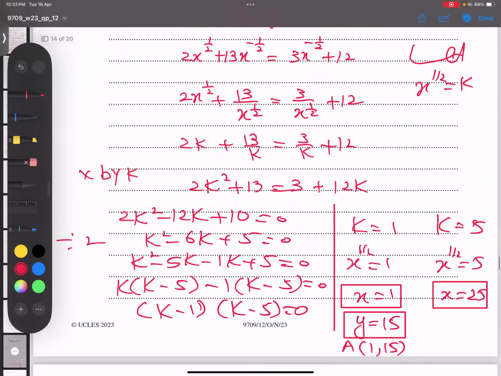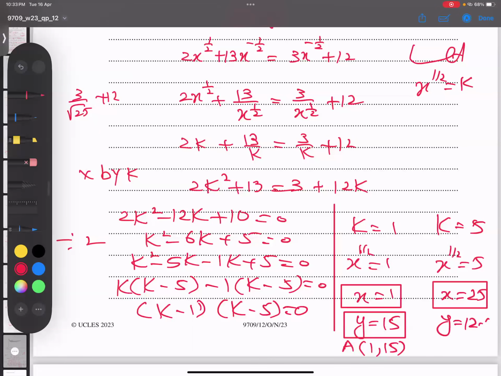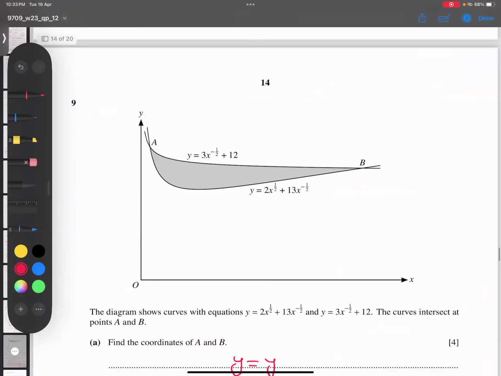And when I plug this 25 in, you can plug it in there as well. So 3 times root 25 plus 12. How come? I repeat again, because 25 will come in this, negative half, positive half. So 3/5 plus 12, it is coming in decimal format, 12.6. I'm saving my time and directly telling the answers. So (25, 12.6) is the B coordinate. I believe you got my point, A and B.